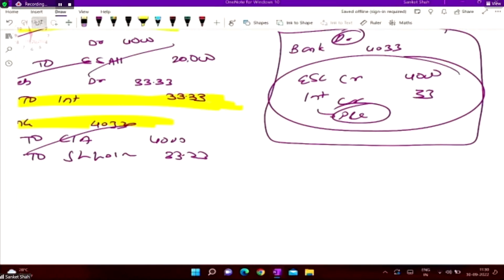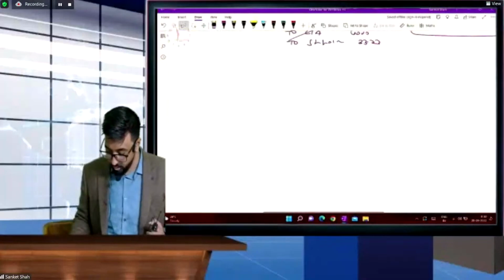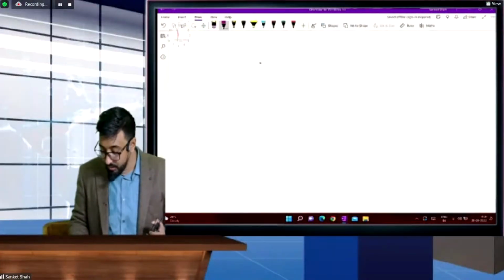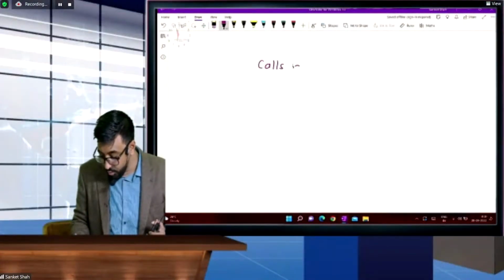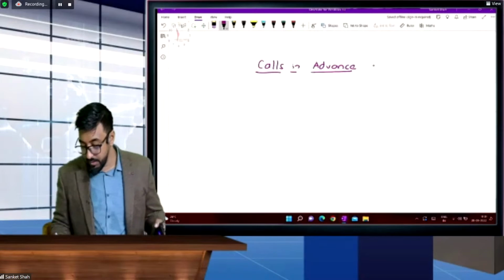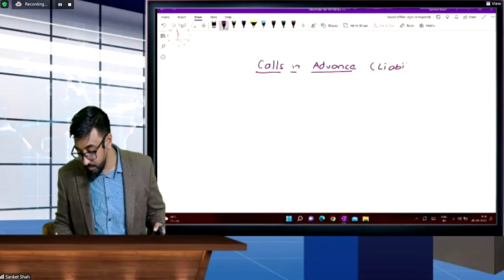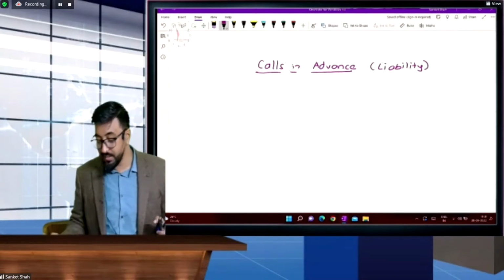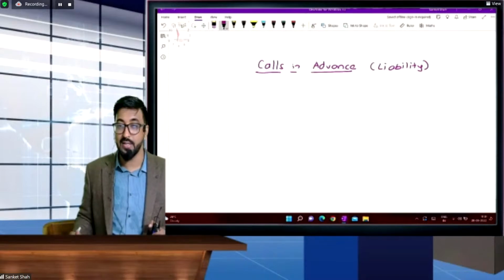Now should I give you one more example, beta? Chalo, not for arrears. Now see, calls in advance. Now you apply your mind. Calls in advance is your liability. Calls in arrears is an asset. Calls in advance is a liability.